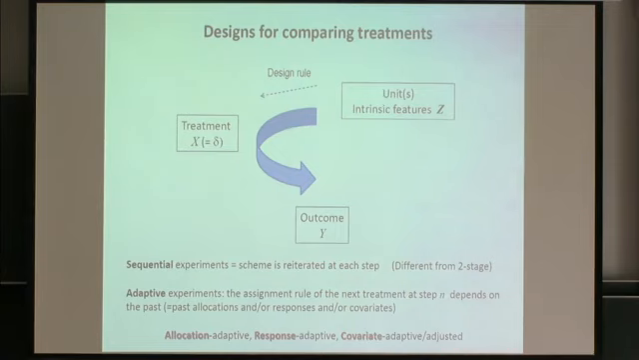Different names have been devised for different types of designs. In previous talks, I think all the emphasis was on response-adaptive, meaning designs where the design rule depends on the responses. Fair enough, but it could and it should also depend on past allocations, and of course there is the problem of covariates.